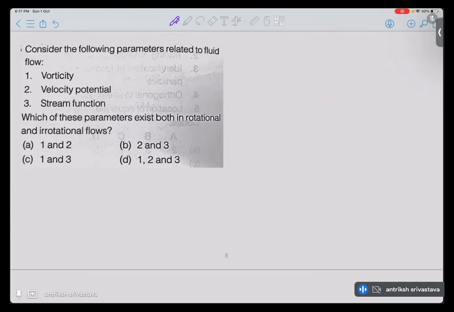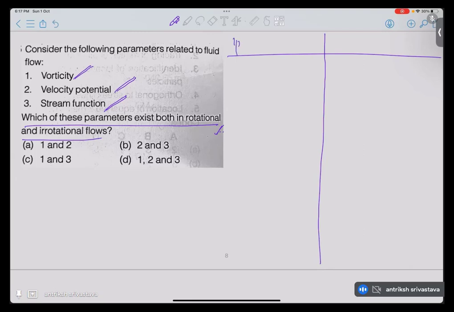Consider the following parameters related to fluid: vorticity, velocity potential, stream function. Which of these parameters exist both in rotational and irrotational flow? So this is a question where we can cover all the useful concepts related to the stream function and the velocity potential. So here we have the stream function and here we have the velocity potential function.